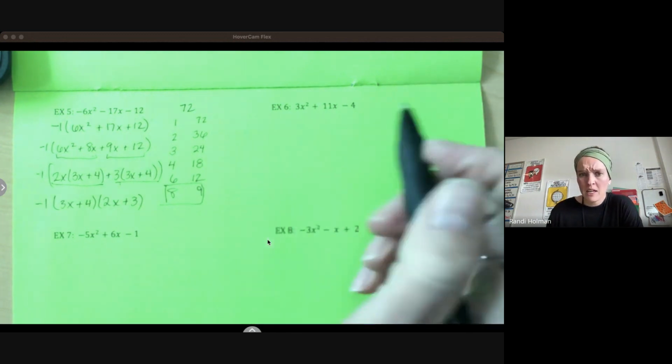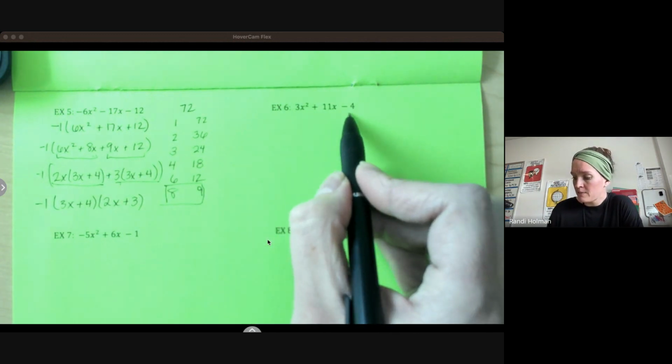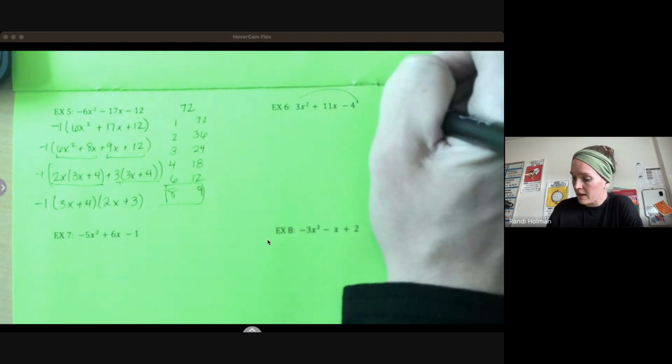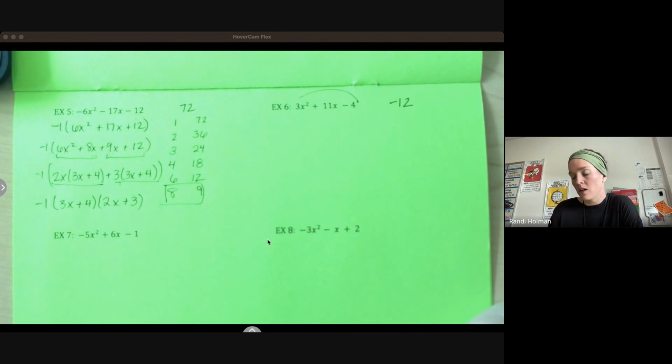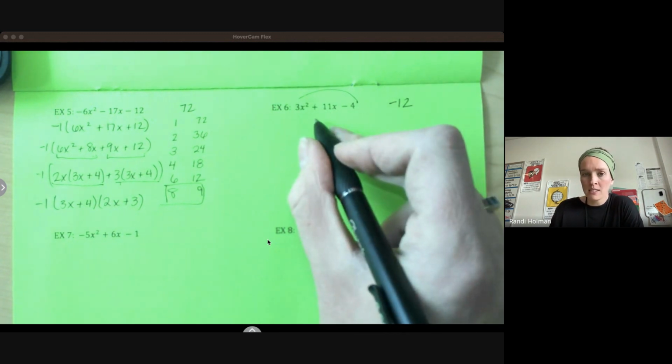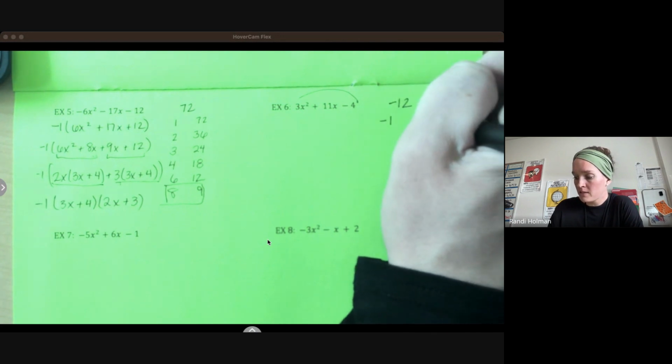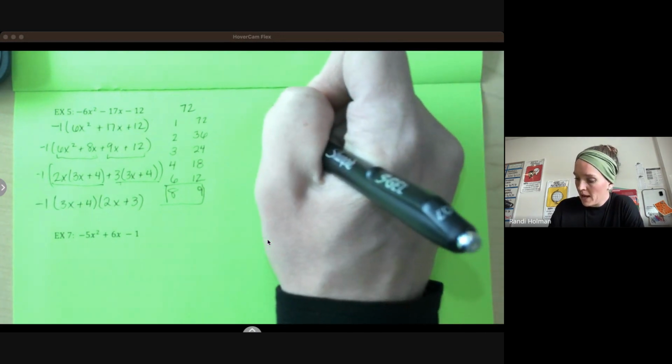Okay, let's try another one here. We have 3x squared plus 11x minus 4. Greatest common factor is 1. So we're going to do a times c. I get negative 12. So we multiply to be negative, add to be a positive. One's negative, one's positive. The bigger one's positive. Negative 1 and positive 12, right there off the bat.